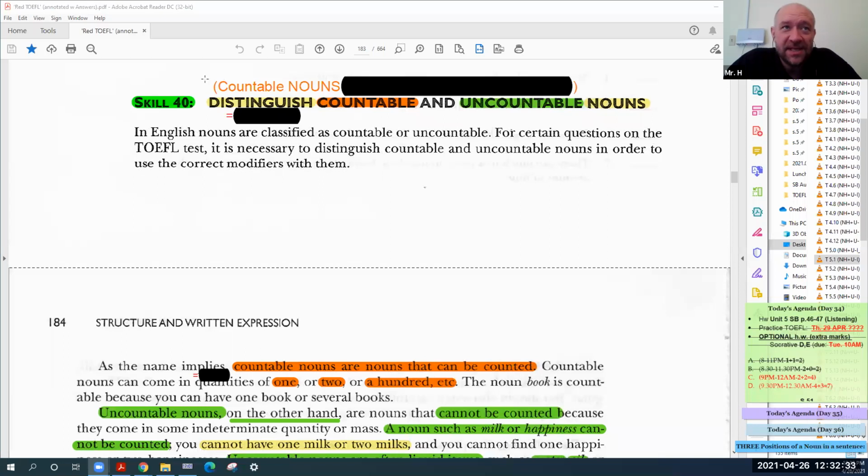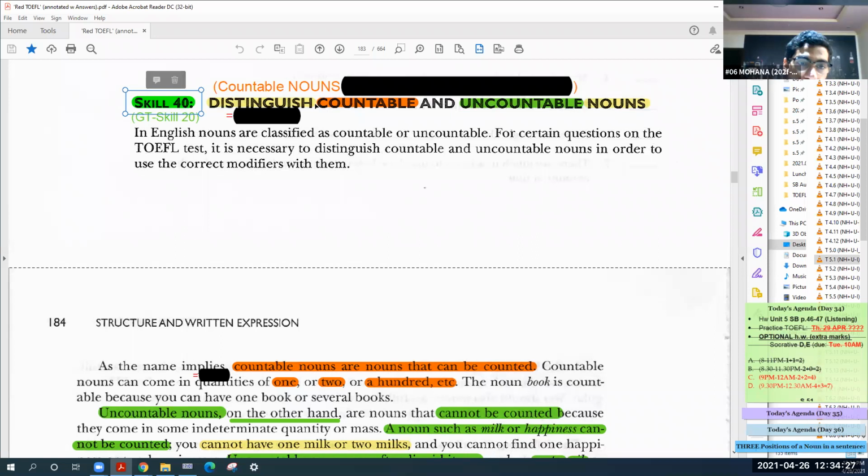All right, Mohana, you want to begin? Skill 40. Okay, let's continue here. Mohana, can you start? What is Skill 40? Distinguish countable and uncountable nouns.